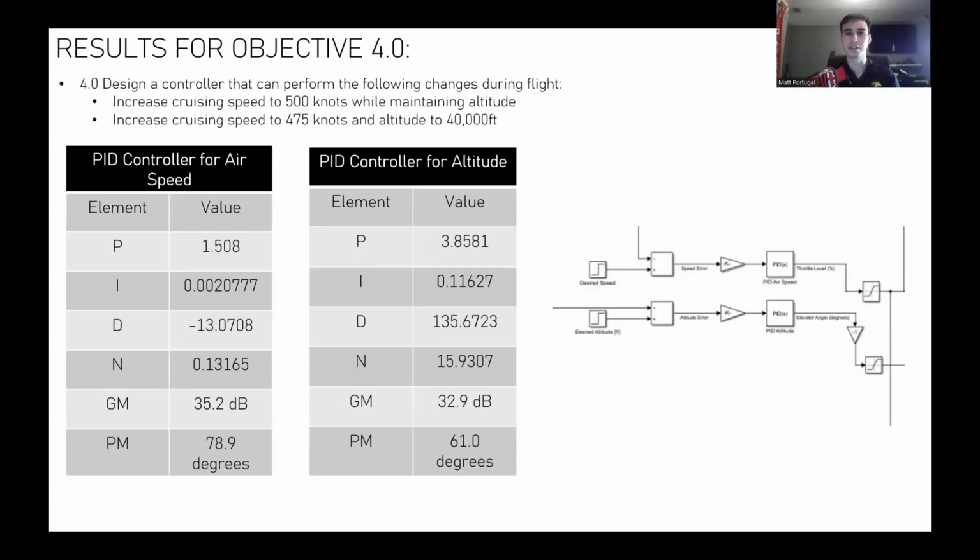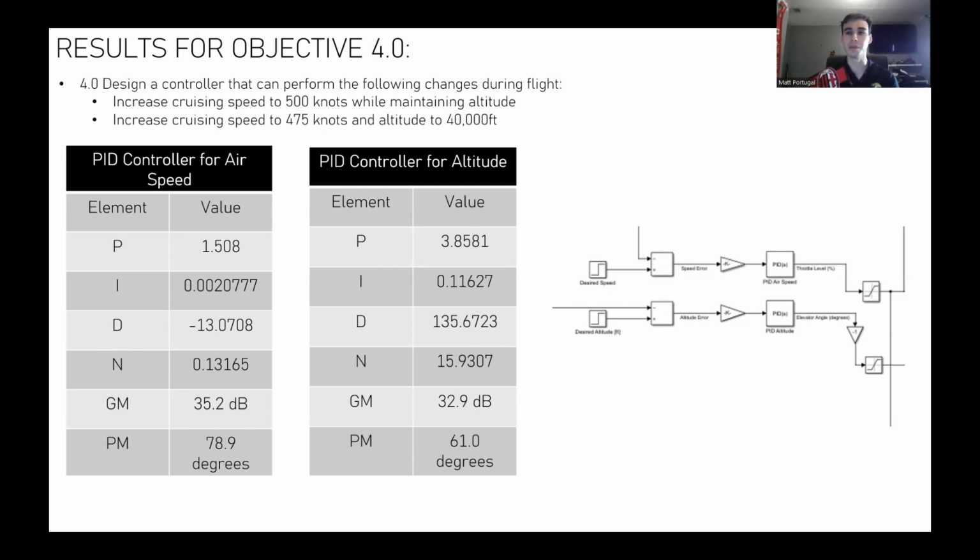So for objective 4, the task was to create a controller that can perform changes during steady state flight. The first scenario that we had to look at was increasing the cruising speed by 50 knots to 500 knots and maintaining the same altitude. And the second task was to increase the cruising speed to 475 knots and increase the altitude to 40,000 feet.